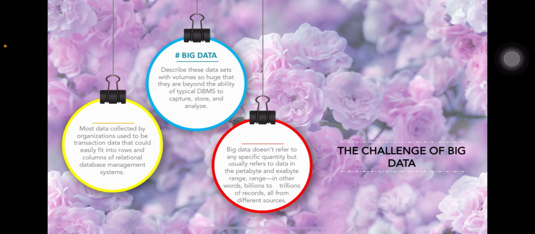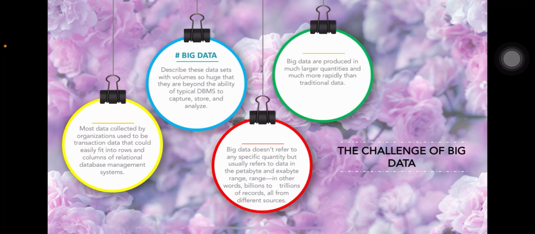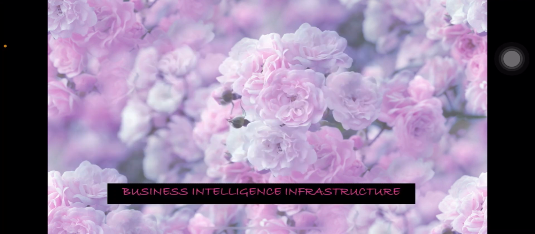As an example, a single jet engine is capable of generating 10 terabytes of data in just 30 minutes, and there are more than 25,000 airline flights every day. The second example, Twitter. Even though the tweets are limited to 140 characters each, Twitter generates more than 8 terabytes of data daily. Big data are produced in much larger quantities and much more rapidly than traditional data.